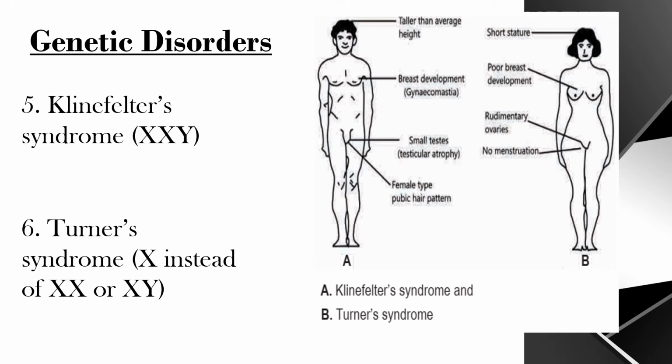Letter B, we have Turner syndrome. They are short stature, poor breast development, rudimentary ovaries or underdeveloped ovaries, and no menstruation at all. That is the Klinefelter syndrome and Turner's syndrome.